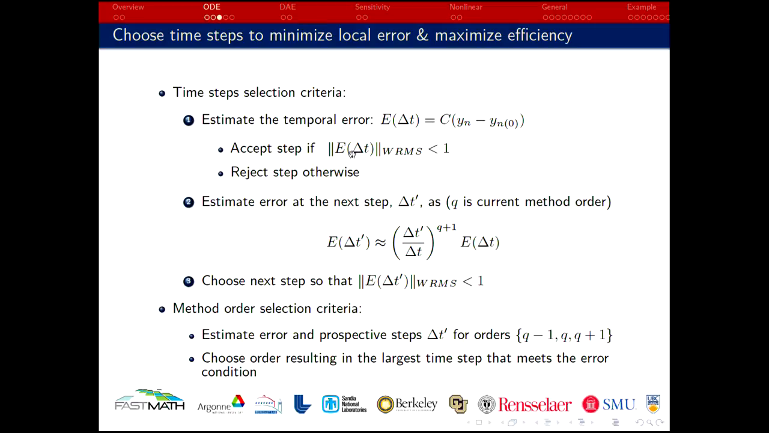If it's less than 1, then it says, okay, it was a good enough time step. Let me pick the next time step to take. If there was too much error, it makes the time step size smaller and tries to recompute the step because it doesn't want to give you a bad answer. It's going to redo the work to give you a good answer.